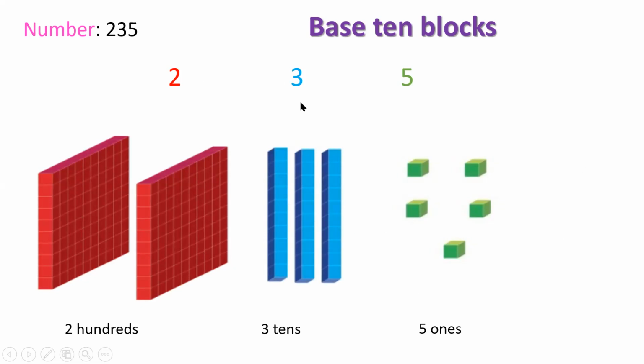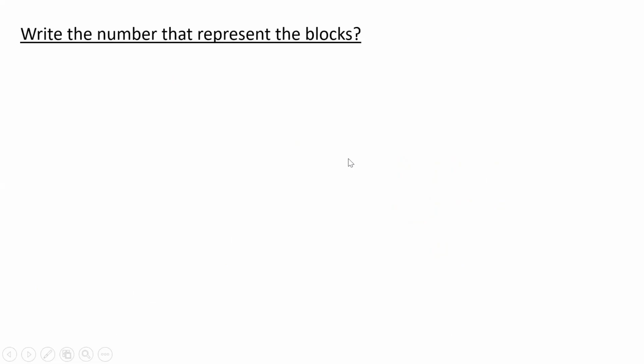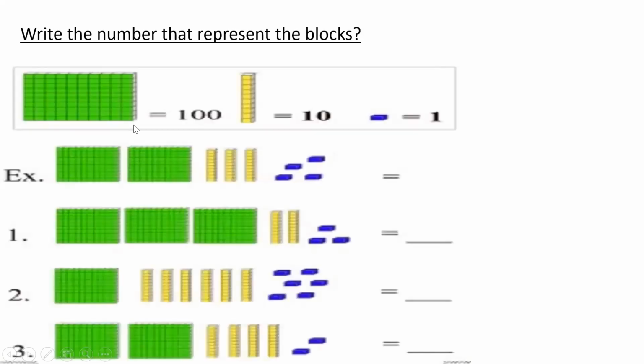Now let's move to this exercise. It says that you have to write the number that represents the blocks. Now this is the reverse. He will give me the blocks and I have to find the number. So the little cube here means the ones digit, the long means the tens digit, and the flat means the hundreds digit. So we will start from the first exercise.